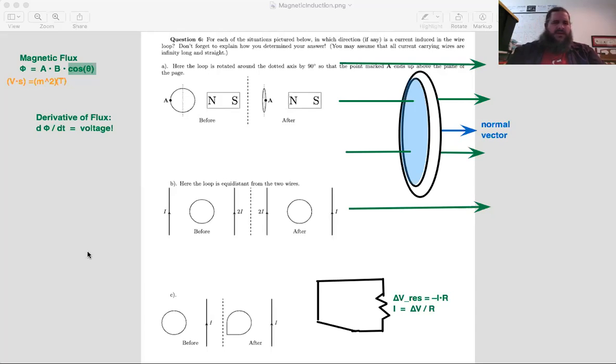It's really more that the derivative of flux tells you a delta voltage for the whole loop. If you go back to 7b, do you remember the loop rule for 7b for circuits?